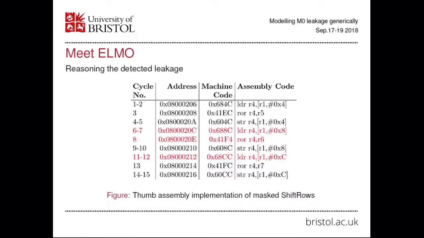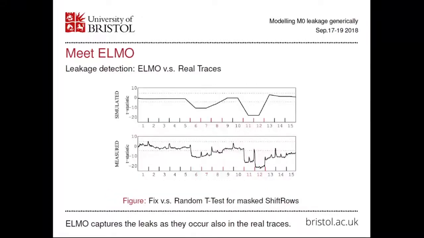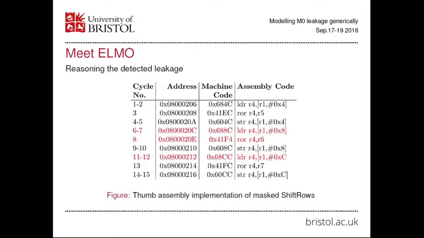Another interesting property of ELMO is that it provides exactly one sample per cycle. So we can quickly link the leaky sample to the leaky cycle and to the corresponding assembly code, which will help the crypto engineer locate and fix the specific issues.